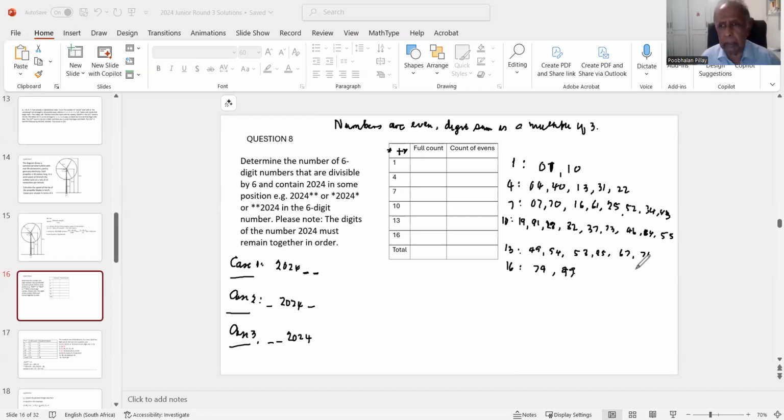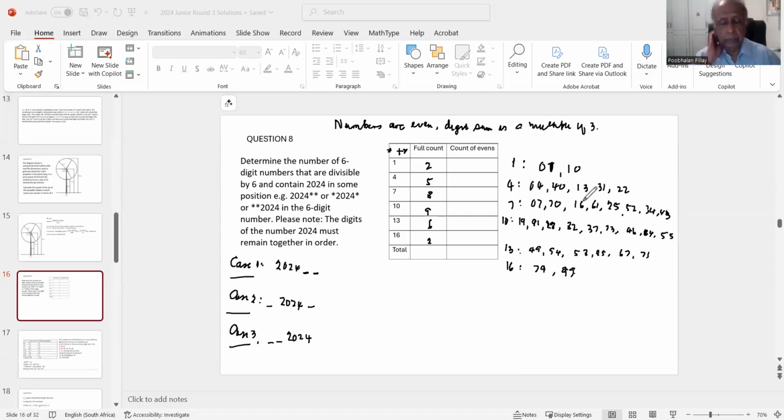All right, so there are a lot of cases here. The full count means how many are there in each? Here you got 2. So here you got 1, 2, 3, 4, 5. Here you got 1, 2, 3, 4, 5, 6, 7, 8. For 10, I've got 1, 2, 3, 4, 5, 6, 7, 8, 9. For 13, I've got 1, 2, 3, 4, 5, 6. And 16, I got 2. So that's the full count. But now we want to only count the evens.